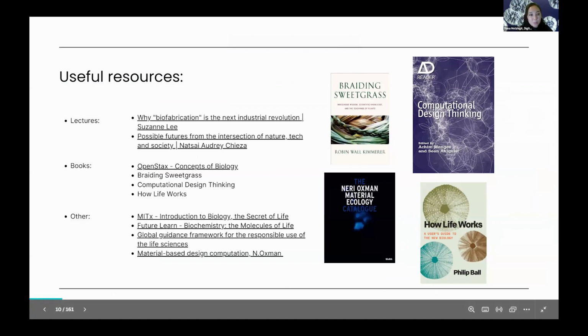And we also have to include Braiding Sweetgrass. It's an incredible book on indigenous knowledge and ecological thinking. And the other resources that you can find, it's mainly free, on Introduction to Biology, Biochemistry, and incredible PhD work of Neri Oxman on material-based design computation. Yeah, we will send these links after the workshop.